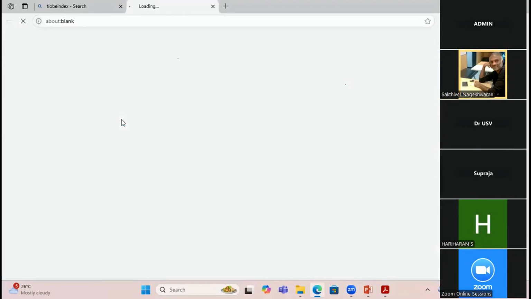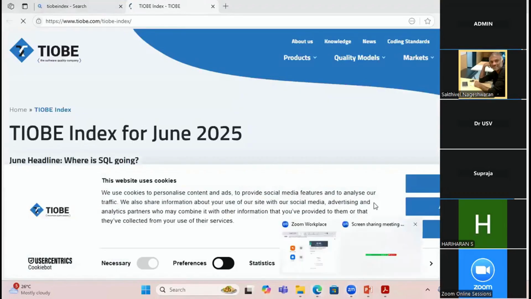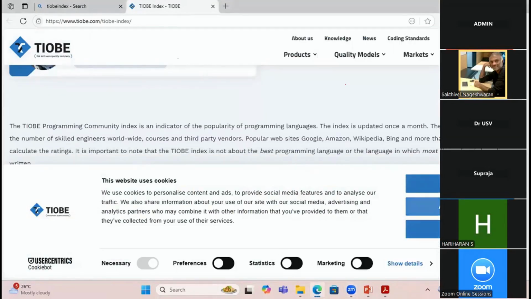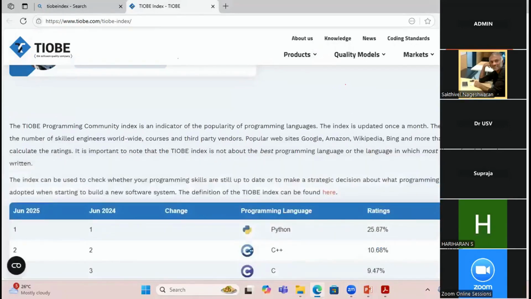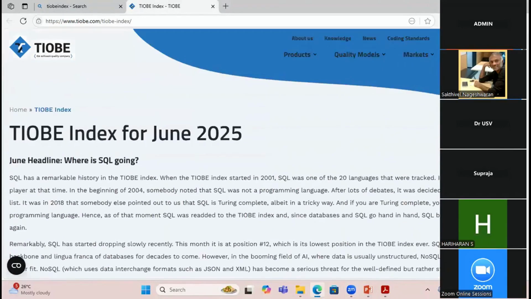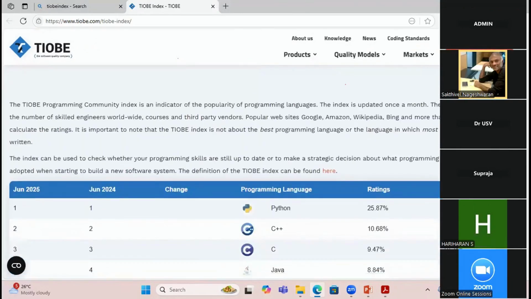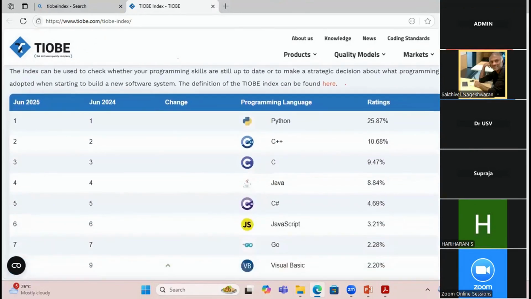Yeah. So this is a website you can see here. I'll come here, right. You can see this is an index website. So we can see which language is very familiar for the year. This index has been rated for June 2025. This is the current month, and they have made an analysis and given the analytical report of Python.